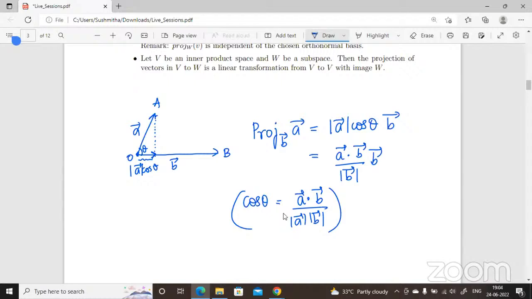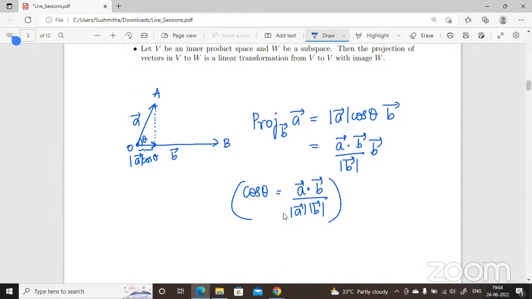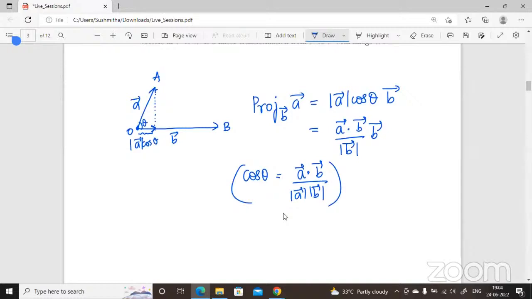So the same concept we can generalize and write it in terms of inner products. It is going to be inner product of A comma B times B, divided by norm of B, which is the square root of the inner product of B comma B. So this is the concept of projection in inner product spaces.